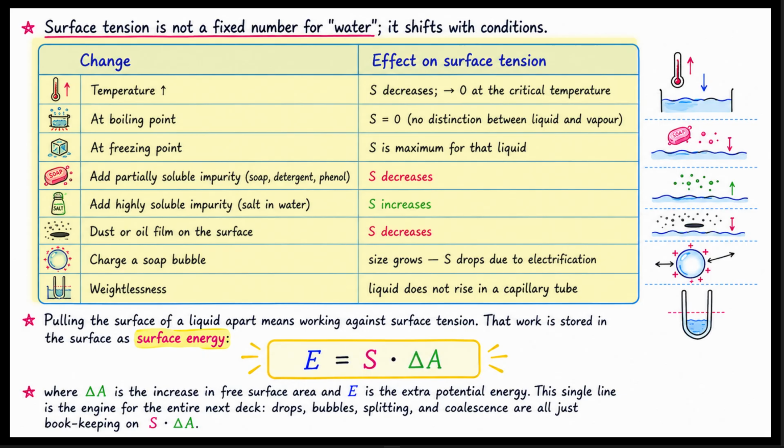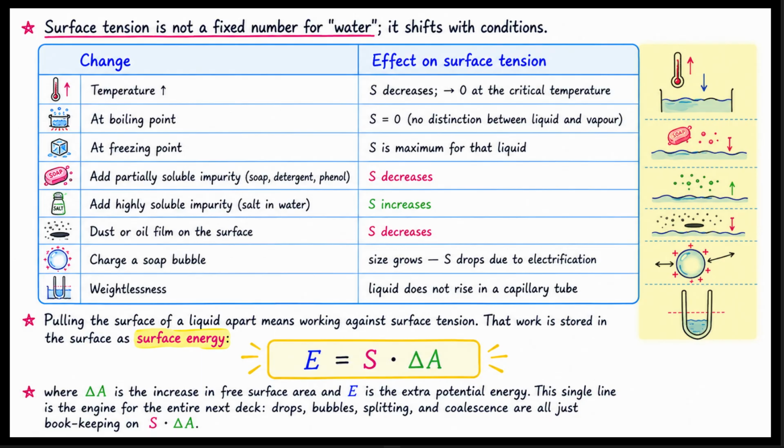Now, impurities. A partially soluble impurity like soap or detergent sits at the surface and weakens the cohesive bonds there, so S decreases. A highly soluble impurity like salt in water strengthens the surface cohesion, so S increases. A film of dust or oil on the surface also drops S. Charging a soap bubble grows its size because S itself drops due to electrification.